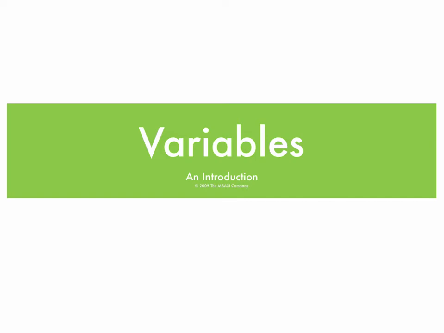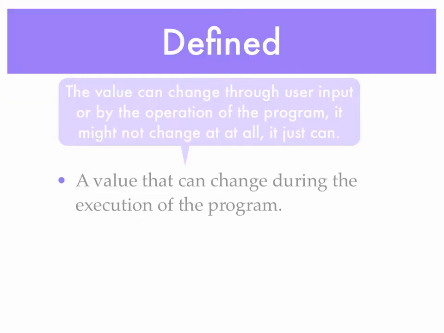Hello, today we're going to talk about variables, one of the building blocks in Java and any programming language. Variables are values that you expect to change during the execution of a program. They don't always change, but they are there to allow us to have values that do change during the execution of the program.